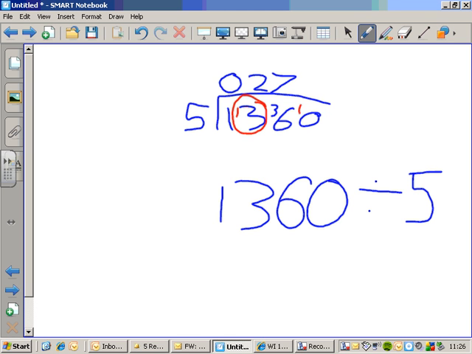And then... So Ethan, what's this number? 10. Well done. And 10 divided by 5? 2. Well done. 2 times 5 is 10. So we've now got an answer of 272. This is a simple way of writing down divisions.